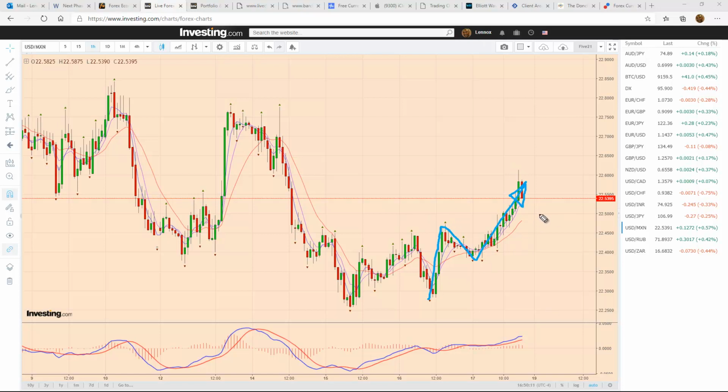All right, so that's a look at what all the members in the Simple 1-2-3 Trader group were able to glean from a simple analysis of the US dollar futures index last night.